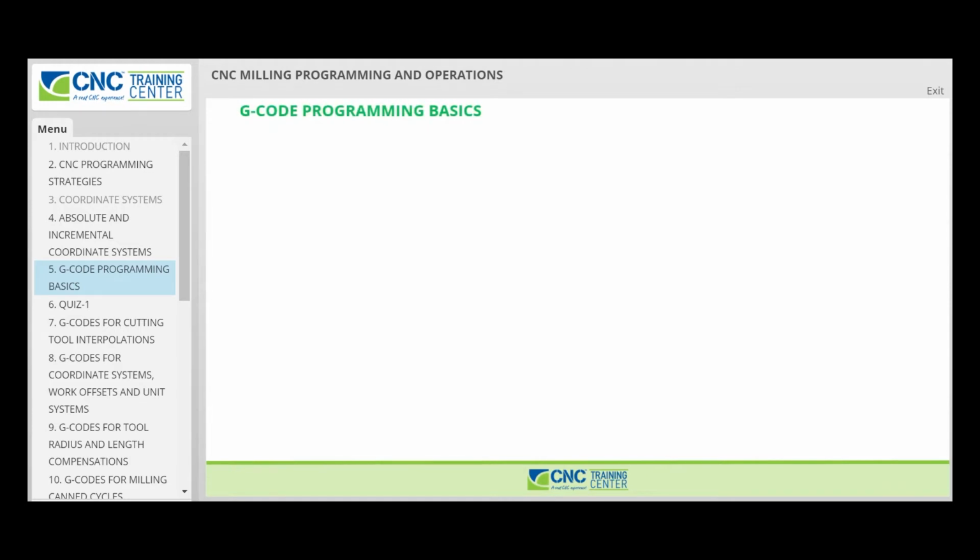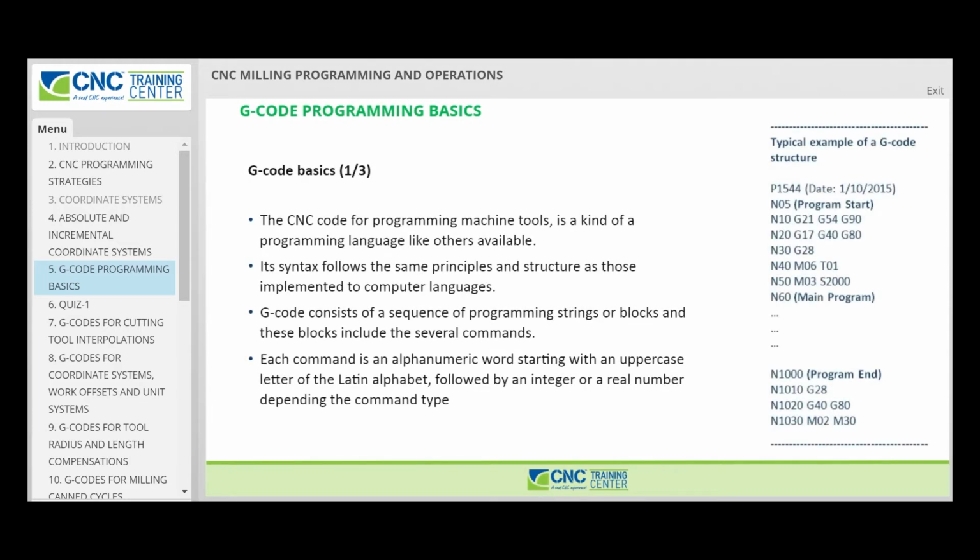The CNC code for programming machine tools is a kind of programming language like others available. As such, its syntax follows the same principles and structure as those implemented in computer languages, while it can support logical functions, macros, subroutines, and loops.